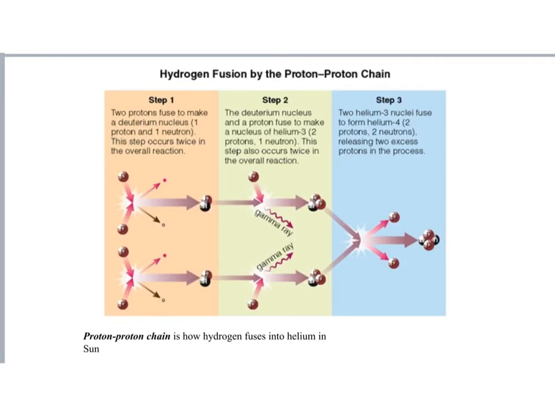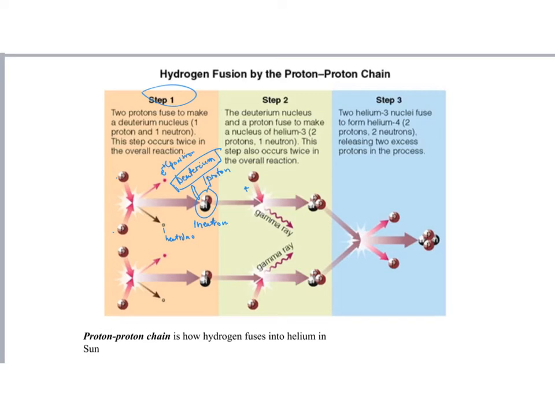And here the process happens. As I said, there are 3 steps. Step 1: we have 2 protons, and they fuse to make a deuterium nucleus. A deuterium is a nucleus that has 1 neutron and 1 proton. Some of the other byproducts of this reaction are a neutrino and a positron.